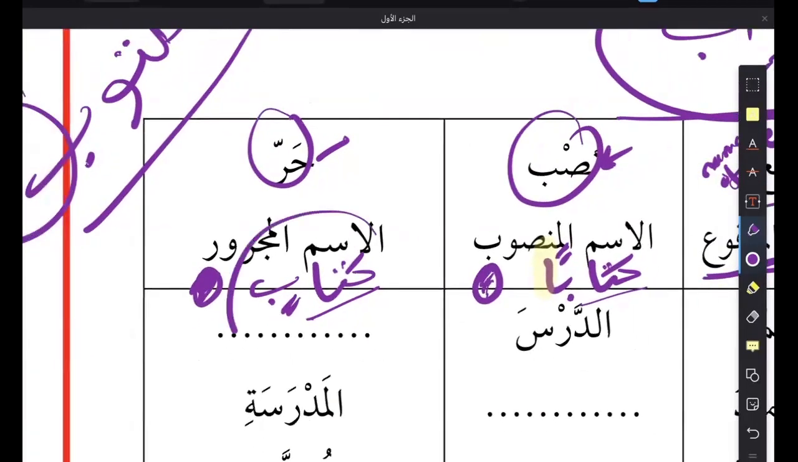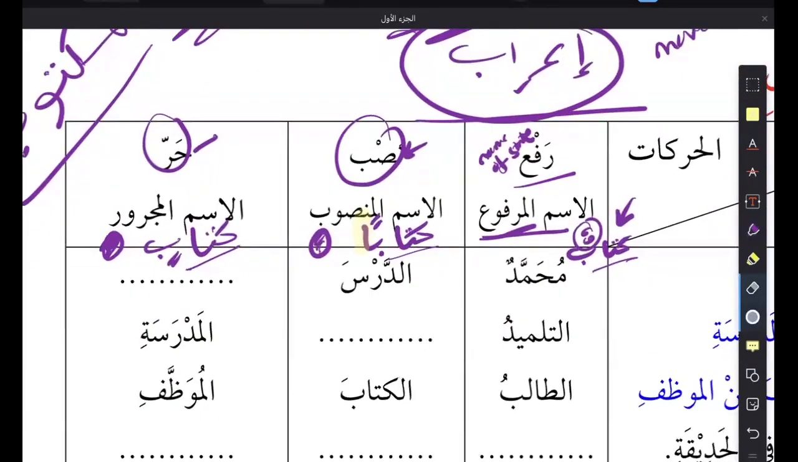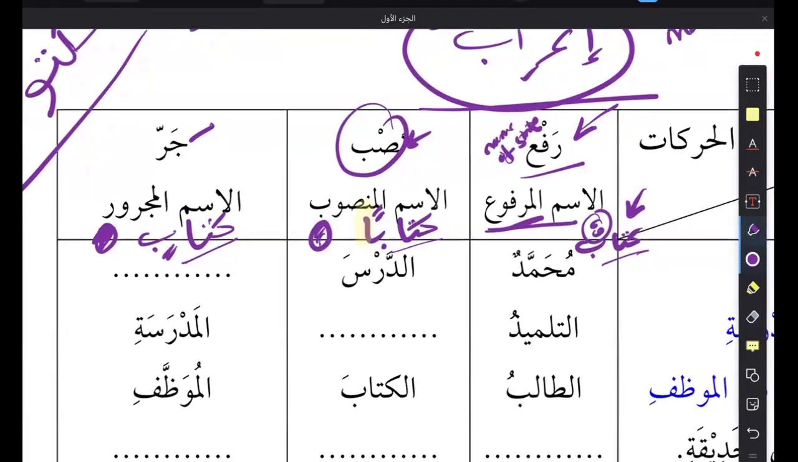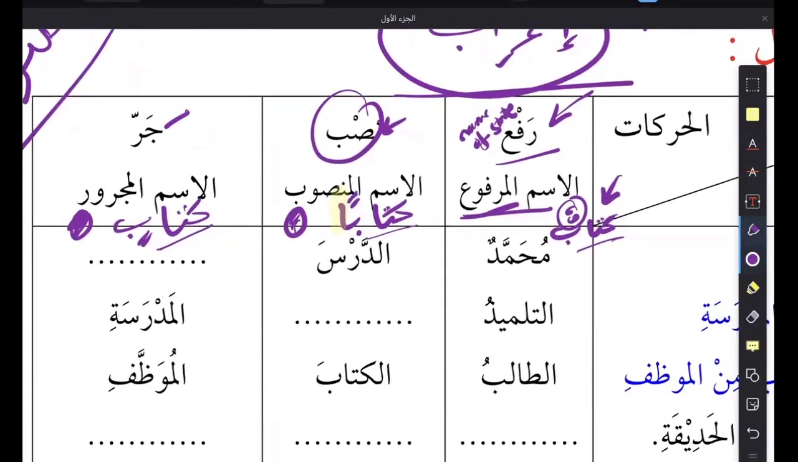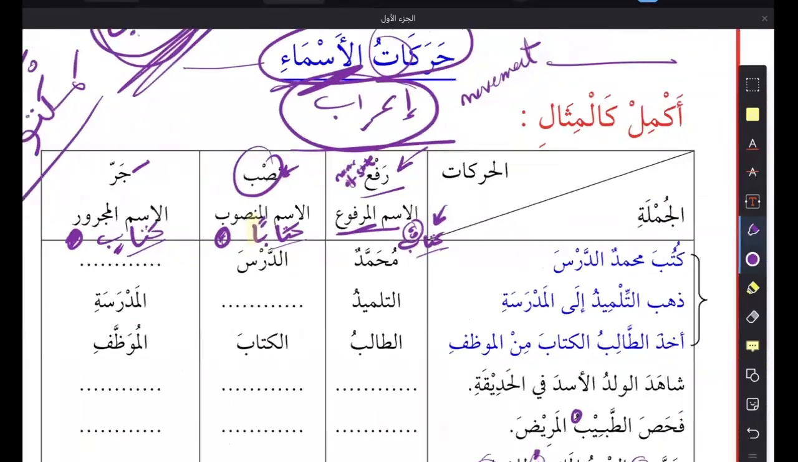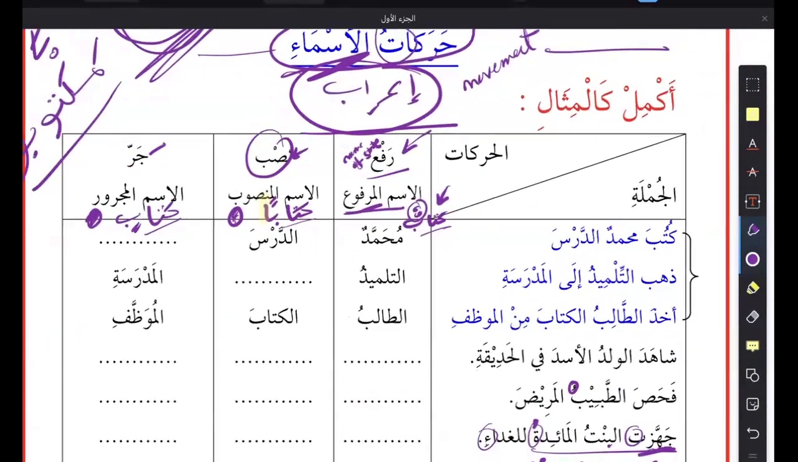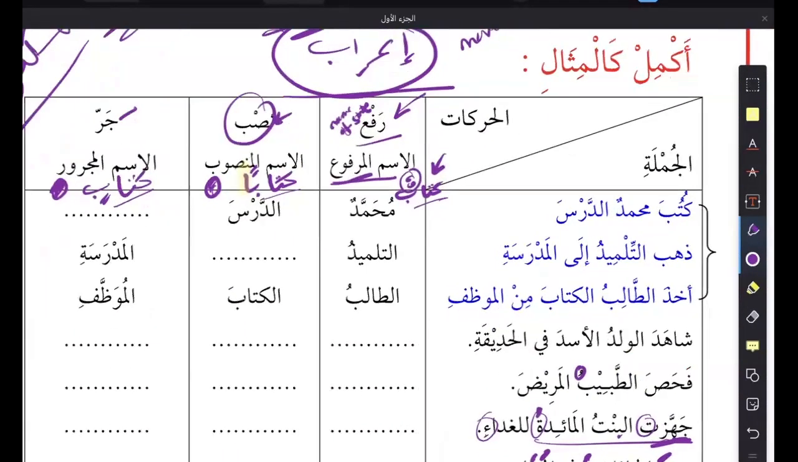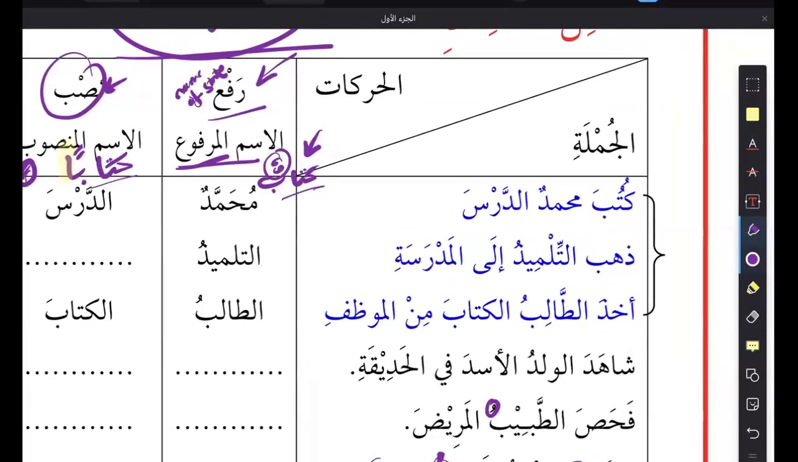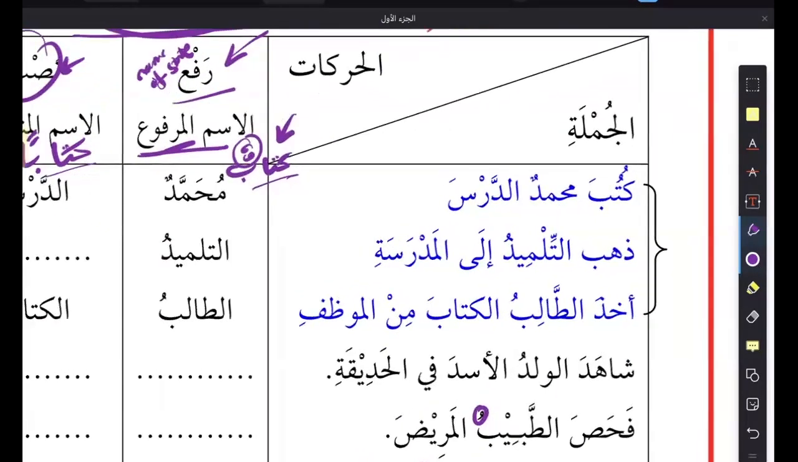So this word right now, as you see, it is the state of jar, and the word is majrur. Just memorize this word. No excuse now. Raf, nasb, jar, and then marfu, mansub, and majrur. Is it clear? So now what the exercise is trying to tell us is it gives you a sentence, and then we were supposed to find the state of these words.